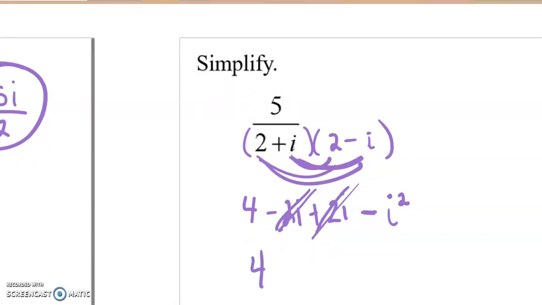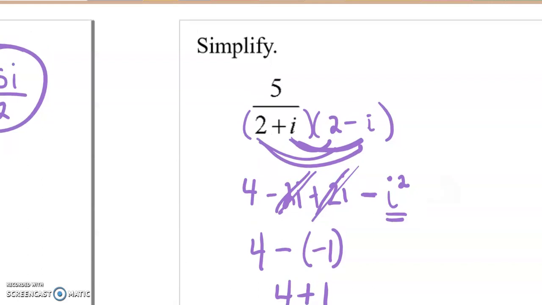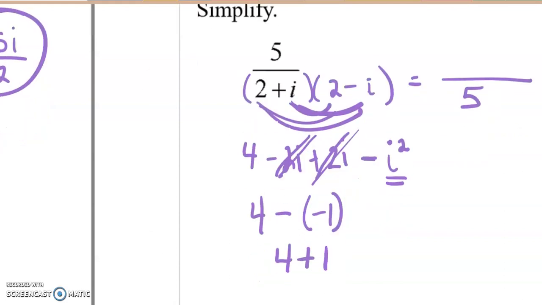The middles cancel. You have 4 minus, and I squared turns to what? -1. But be careful because you had a minus, a negative, which then becomes 4 plus 1. So the denominator of this, which was 2 plus I, comes out to be 5. Kind of crazy. Imaginary numbers are crazy, as in they are complex and they are imaginary.